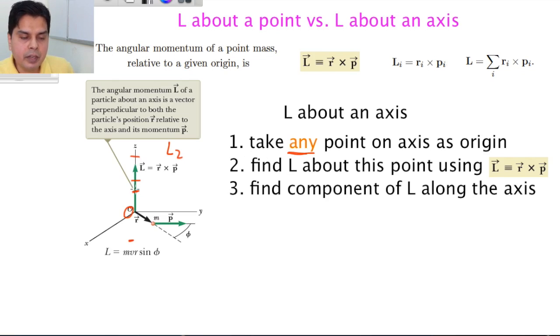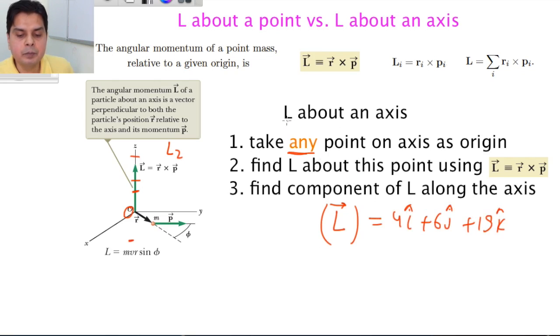After you have chosen any arbitrary origin, you use this very simple formula L = r × p. After finding this L, you take the component of this L which is along this axis. So suppose I get L as 4i + 6j + 19k. Now I have to find L about the z axis, then my Lz will be 19. Remember, the moment you talk about an axis, it becomes a scalar. If you are finding L about a point, it is a vector, and Lz, the L about an axis, is the particular component of that vector.